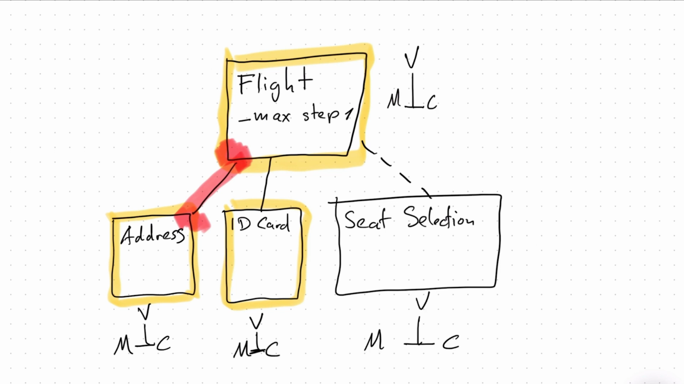I just drew the MVCs for all these different models. Basically, when we are in this step of the view of the flight, we would now save, let's say, the ID card, and we would hit the view of the ID card and the controller of the ID card and the model, of course, as well. So let's look at this again.